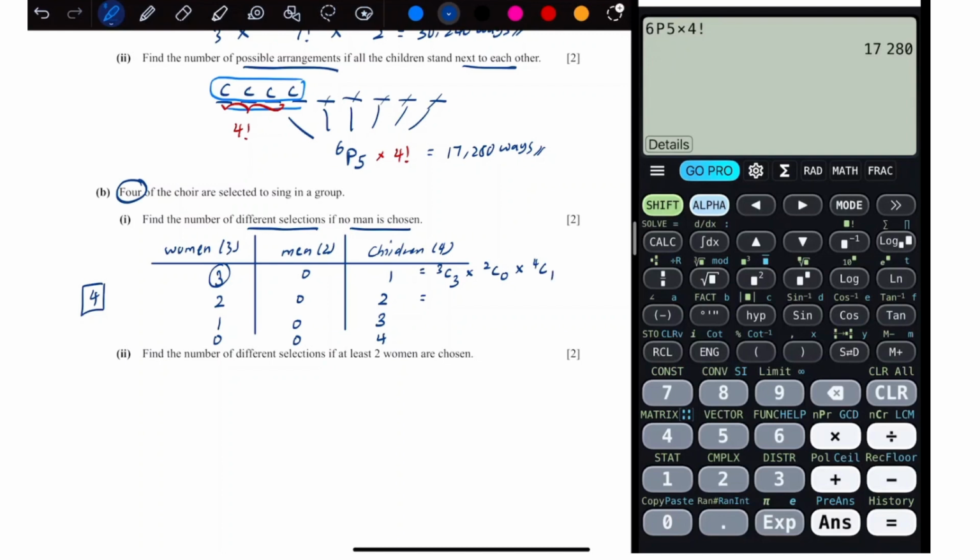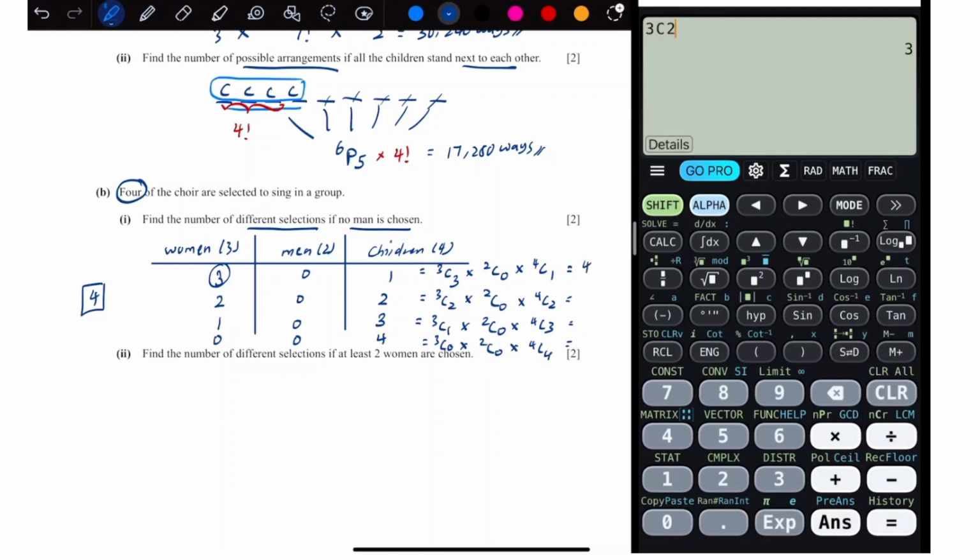Do this for the rest. 3C2 times 2C0 times 4C2, and then 3C1 times 2C0 times 4C3, and last but not least, 3C0 times 2C0 times 4C4. Anything to C0 is 1. So 3C3 is basically 1, 2C0 is also 1, so that would be 4.